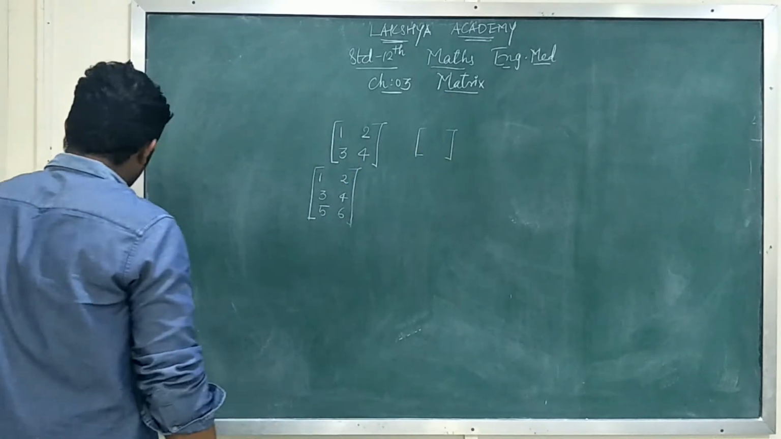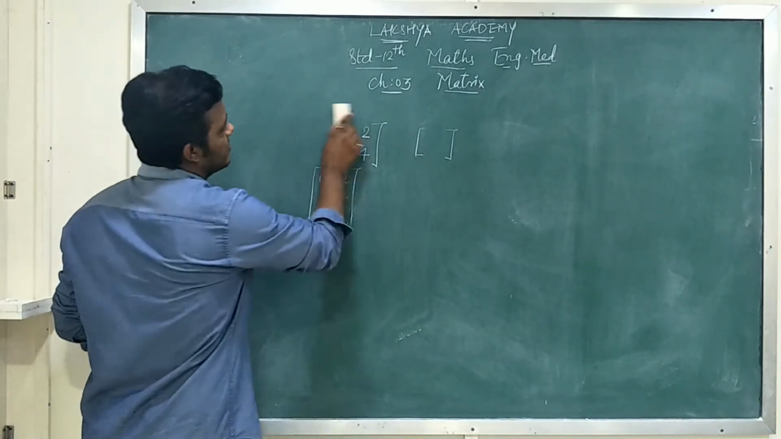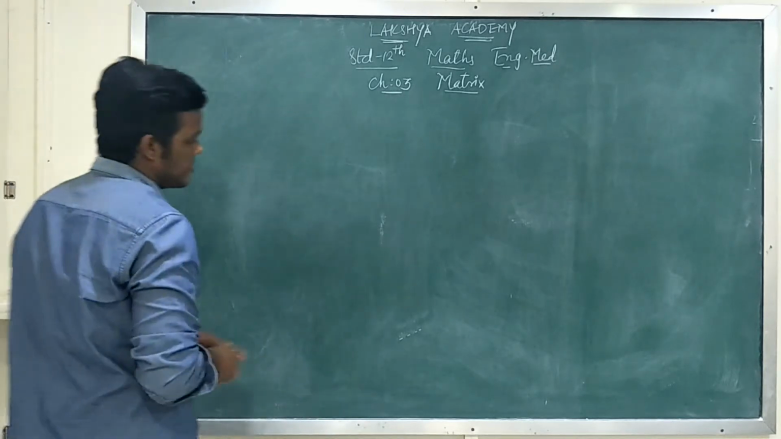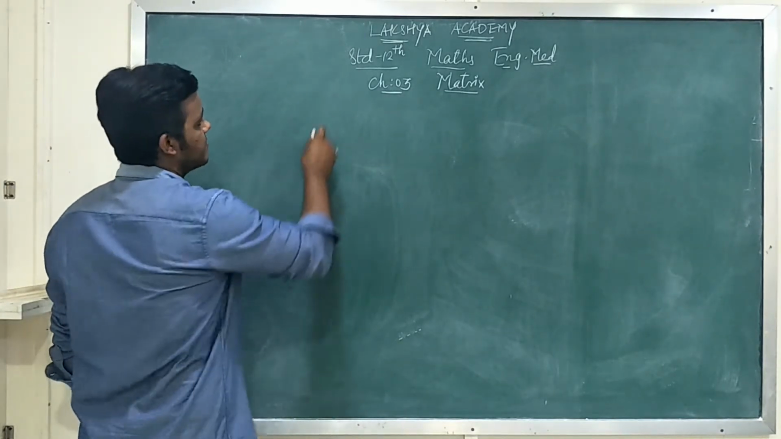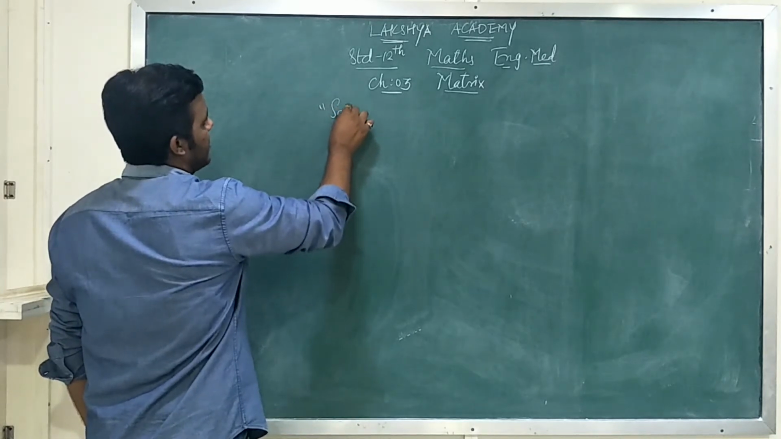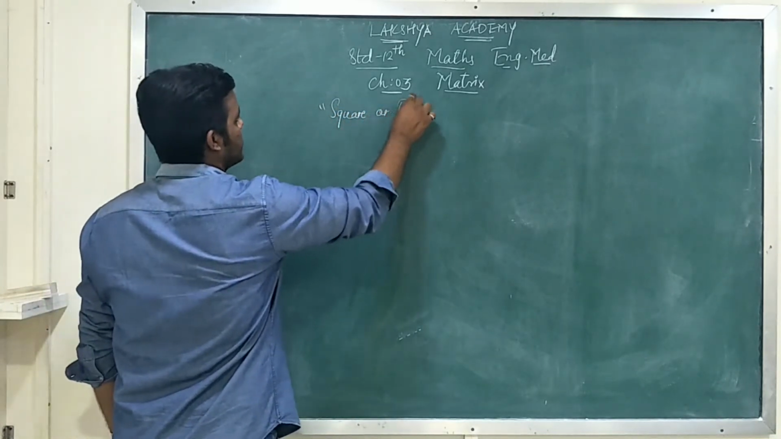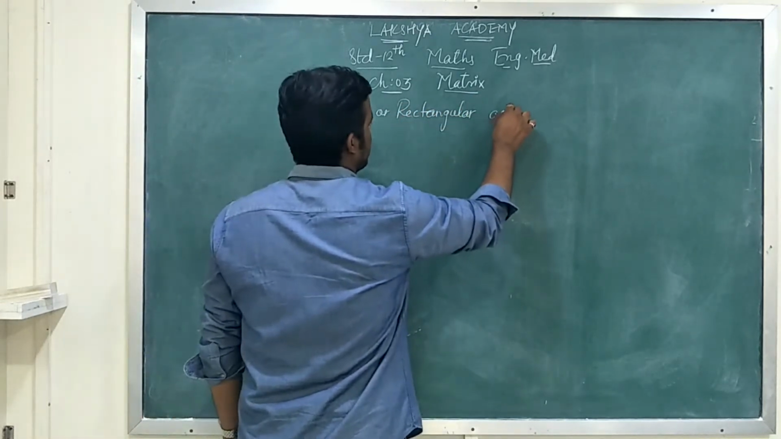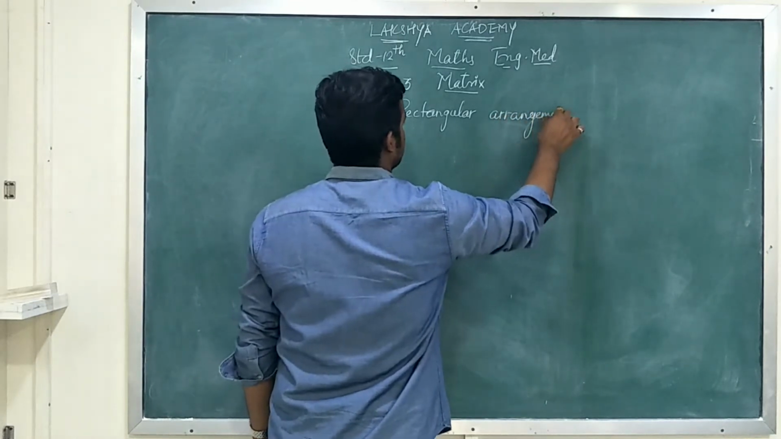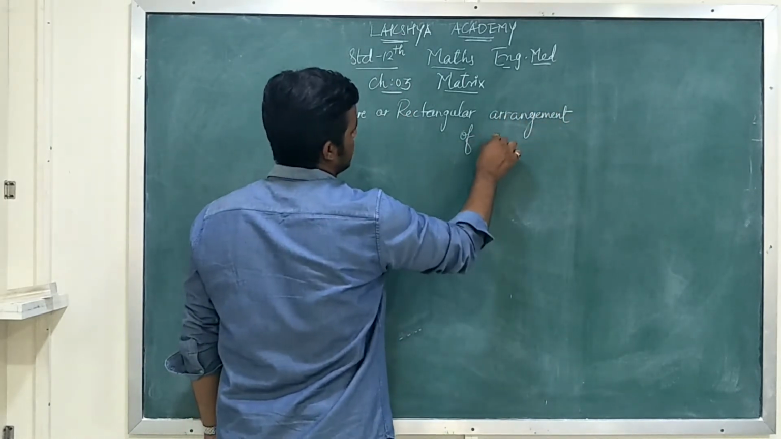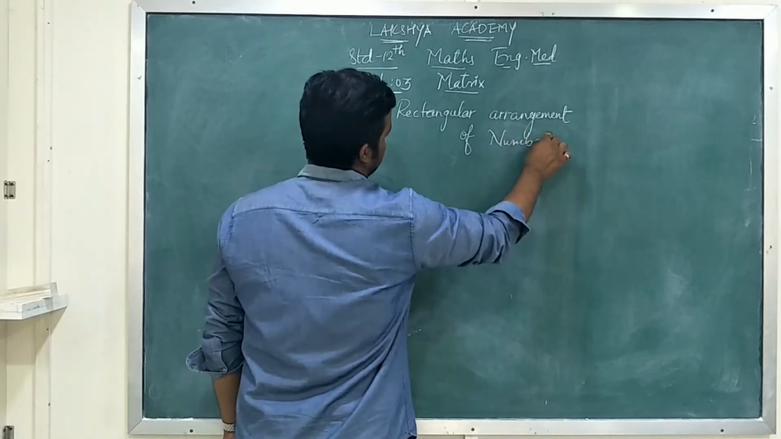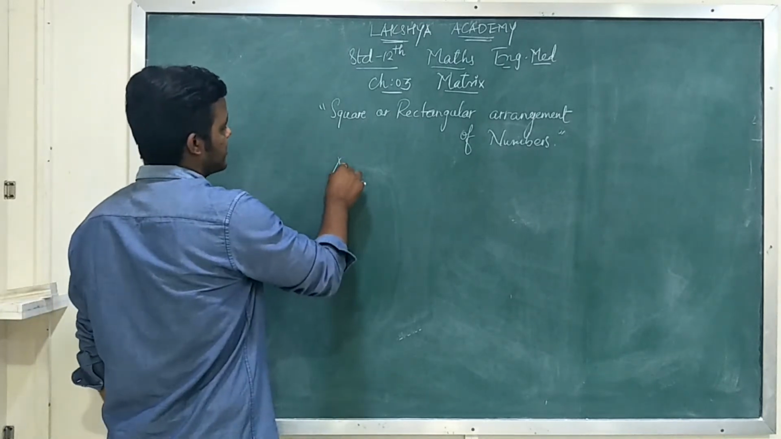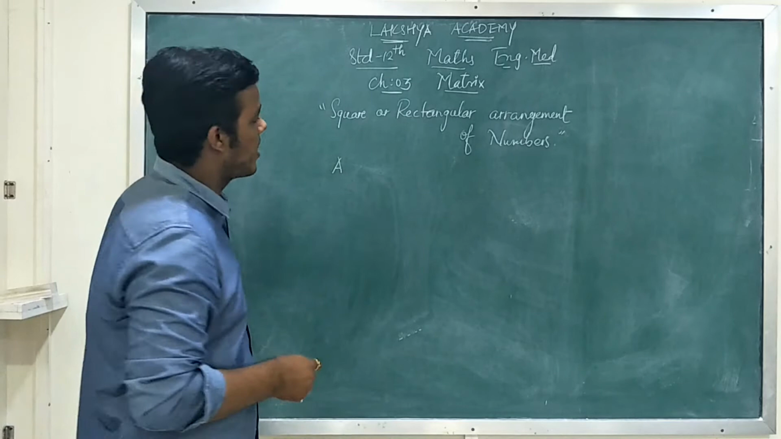So if I want to define the matrix, a matrix is a rectangular or square arrangement of numbers, right? So we can write: square or rectangular arrangement of numbers, and it can be denoted with the help of capital letters A, B, C or D, whatever you like, right?